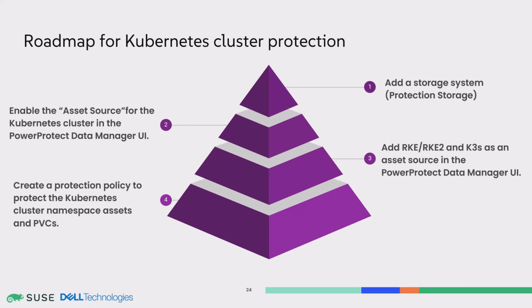This is the roadmap to protect the SUSE Rancher managed Kubernetes cluster workloads with PowerProtect Data Manager. We first need a protection storage, that's data domain, physical or virtual appliance, added to the data manager as a target storage. We then enable the Kubernetes asset source from the data manager UI. We then add the RKE, RKE2 or K3s clusters as asset source, then discover the namespaces and PVCs within the clusters, and finally, we then create a protection policy to back up the assets.